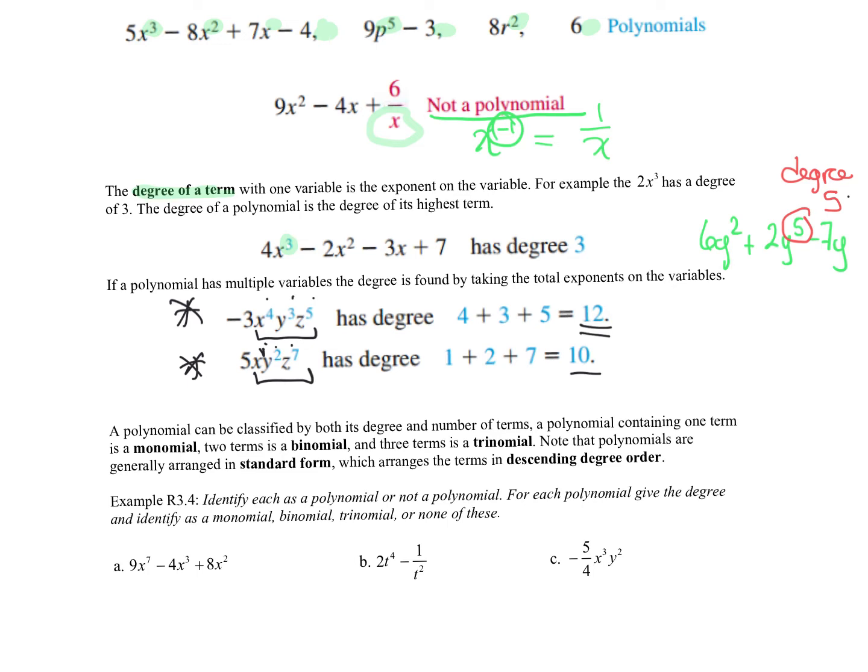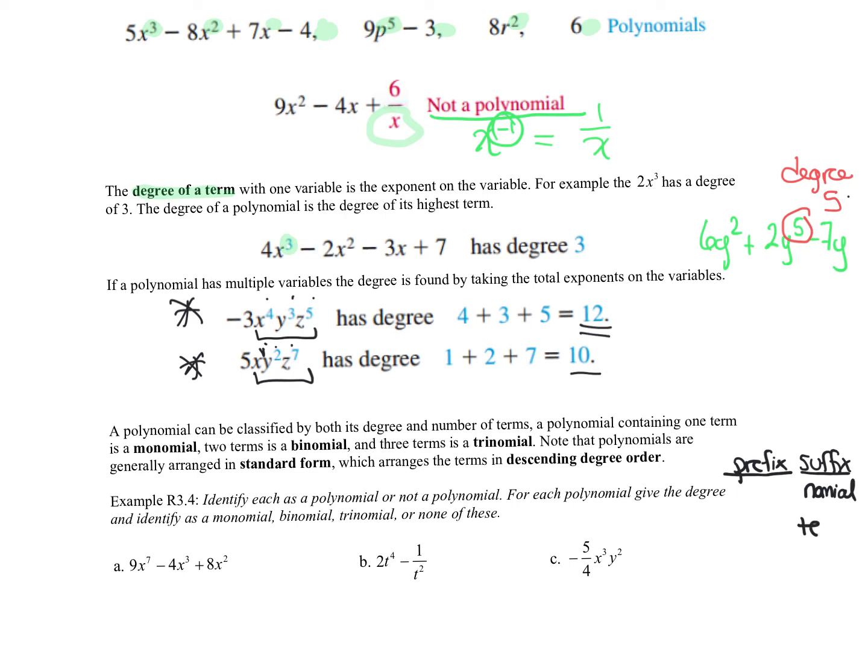We can classify polynomials. A polynomial can be classified by the number of terms, and so, little language lesson. The prefix, the part in the beginning of the word, tells you how many, and the suffix, the ending of the word that we're going to use, is nomial.